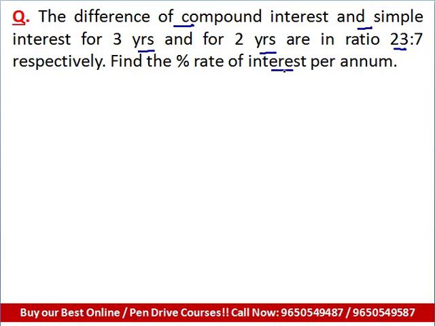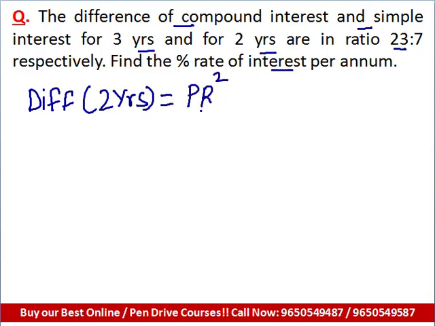Now I will give you a wonderful shortcut, a wonderful short trick. So the difference, note it down carefully, students. The difference between simple interest and compound interest for 2 years is equal to PR square upon 100 square. So the direct shortcut for difference when the duration is 2 years is nothing but PR square upon 100 square.